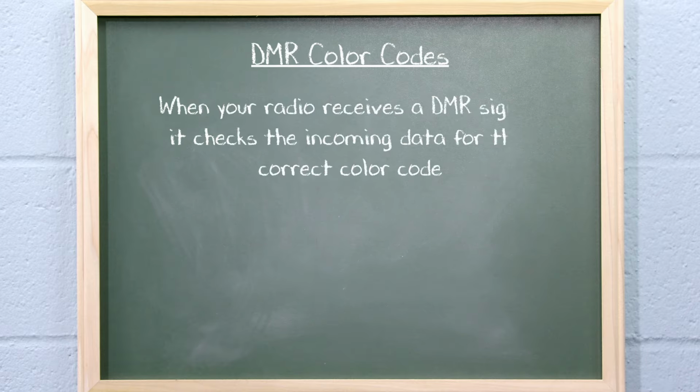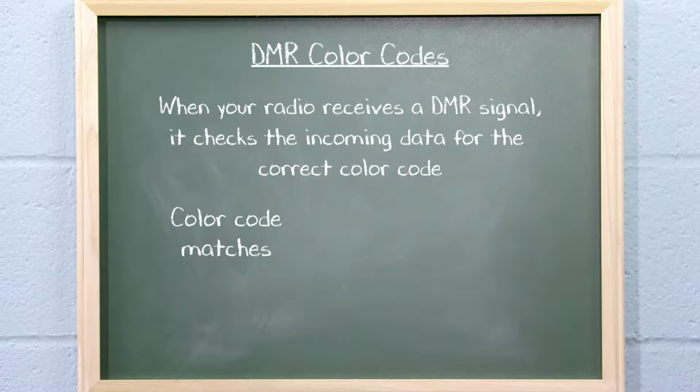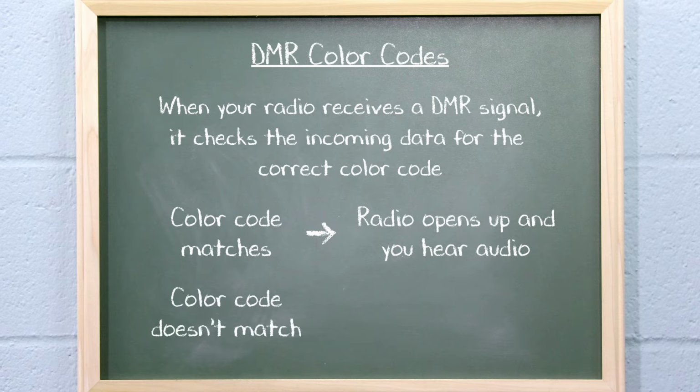When your radio receives a DMR signal, it checks the incoming data for the correct color code. If the color code matches, the radio opens up and you hear audio. If it doesn't match, the radio simply ignores it. This lets multiple users share the same frequency without hearing conversations that aren't meant for them.